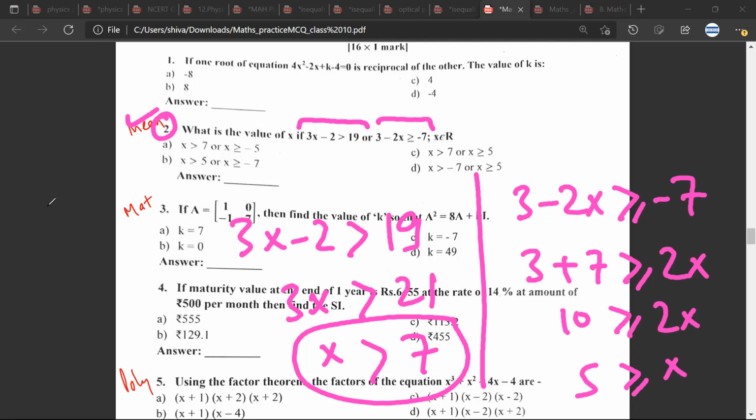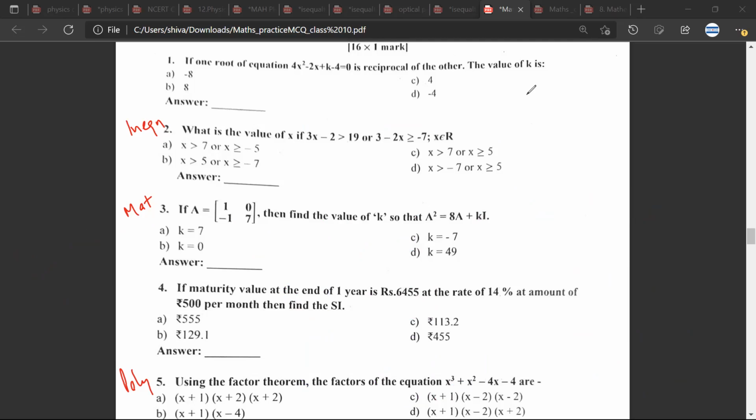So what should be the answer, Mr. Siva? x is less than or equal to 5. Yes. And x is greater than 7. So what should be our answer? Actually, there is an option that depicts that. x is greater than 7, I can only see this. And x is less than or equal to 5. Correct? Yes, sir. Okay.